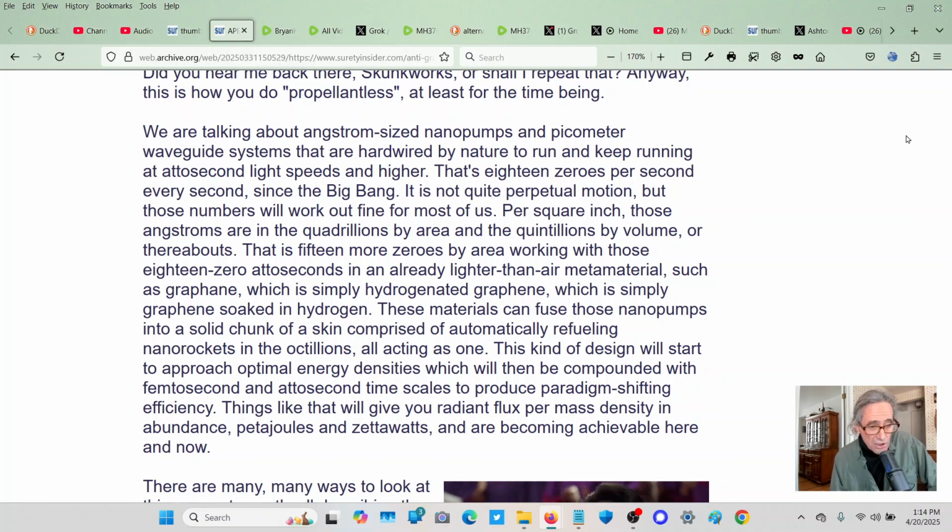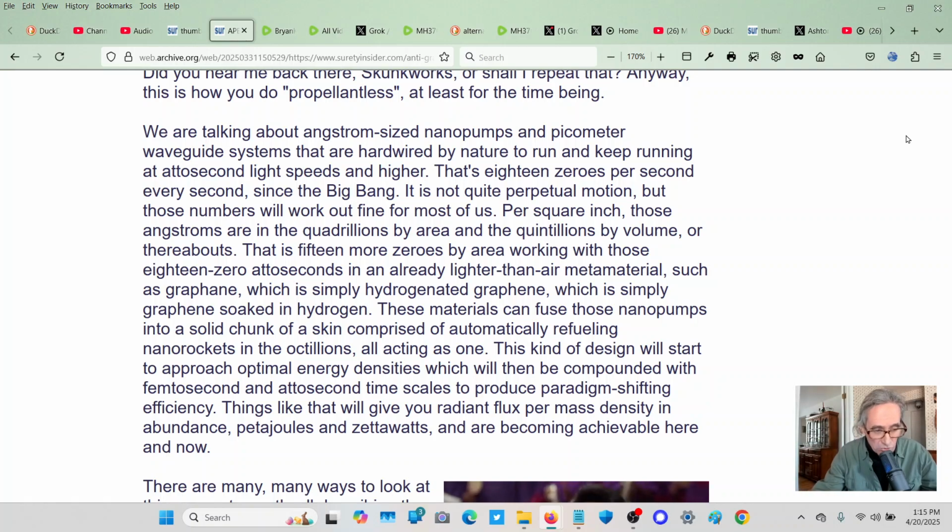Per square inch, those angstroms are in the quadrillions by area and the quintillions by volume, or thereabouts. That is 15 more zeros by area, working with those 18 zero attoseconds in an already lighter than air metamaterial such as graphene, which is simply hydrogenated graphene, which is simply graphene soaked in hydrogen. These materials can fuse those nanopumps into a solid chunk of a skin comprised of automatically refueling nanorockets in the octillions, all acting as one.